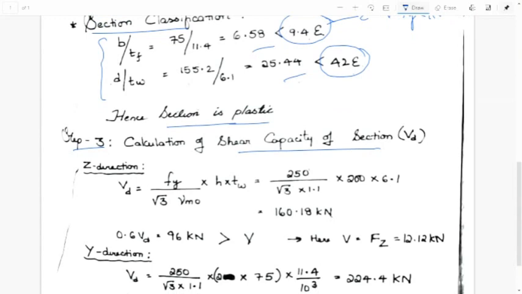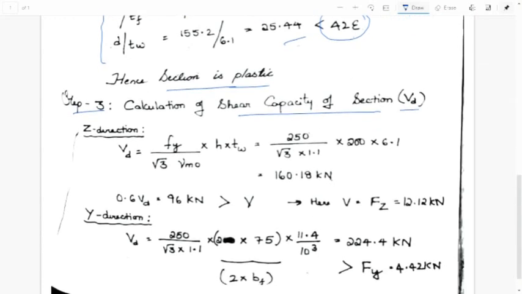So now you know the shear capacity is Vd and Vd is given by this expression for Z and this for Y, and substitute those values and you get 160.18 kilonewton as the shear strength of this section which I have chosen. This is the value for the section I have selected about Z, in the Z direction.